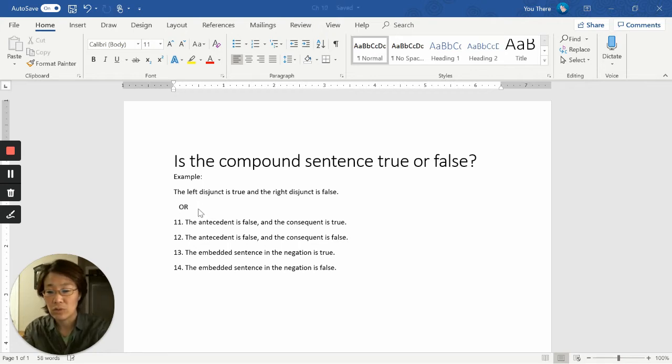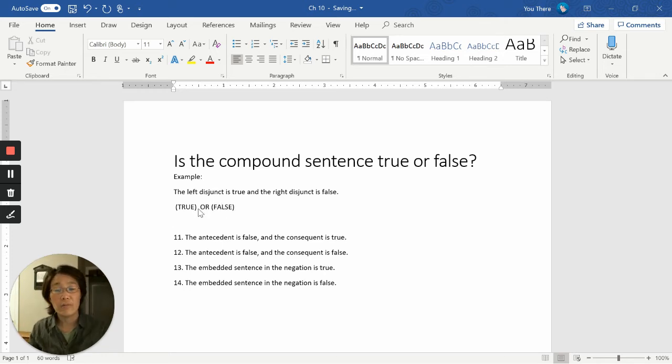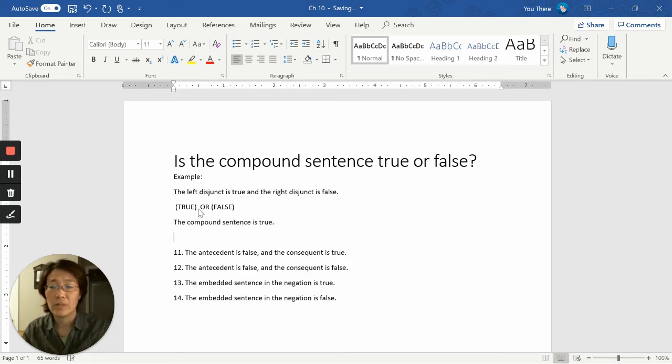The left disjunct is true, and the right disjunct is false. And given the definition of disjunction, which is that a disjunction is true whenever either of the disjuncts is true, then this compound sentence is true. It can help sometimes to fill in an ordinary language example. So keep the logical connective the same, and you'd find a true sentence.